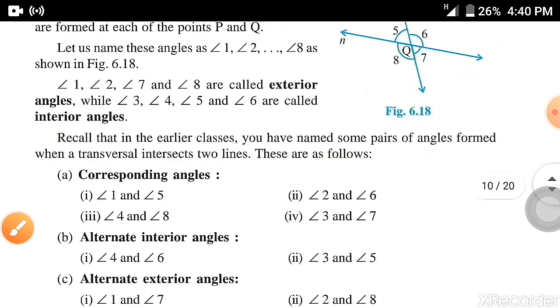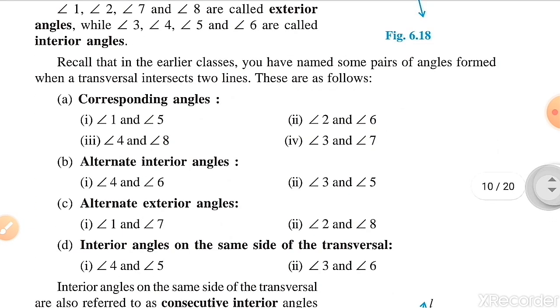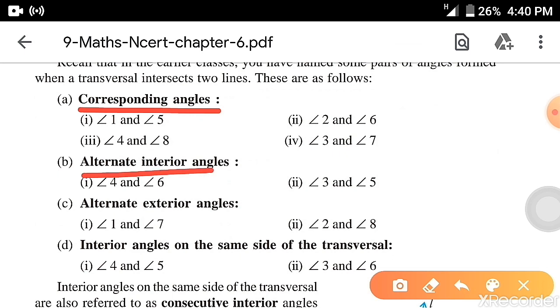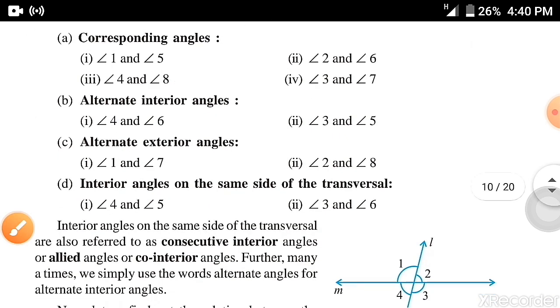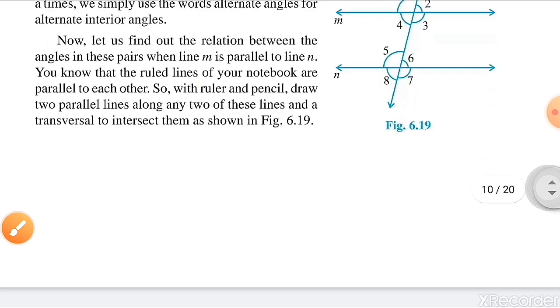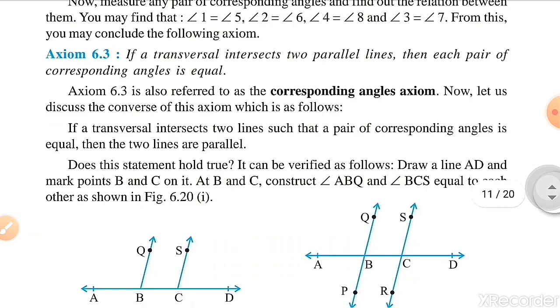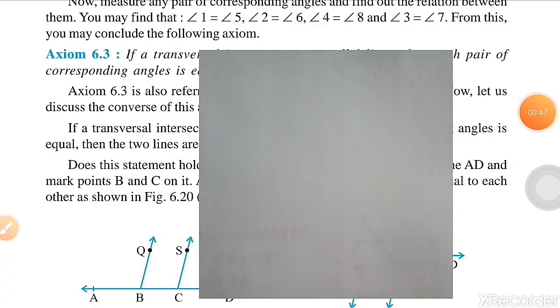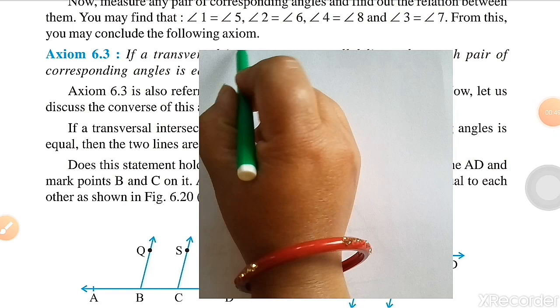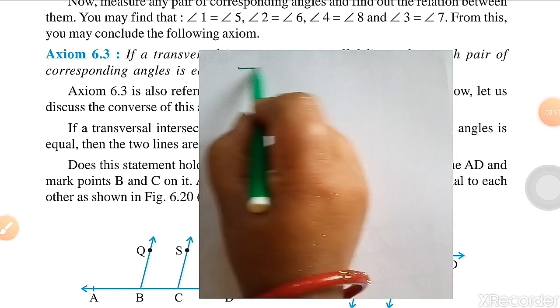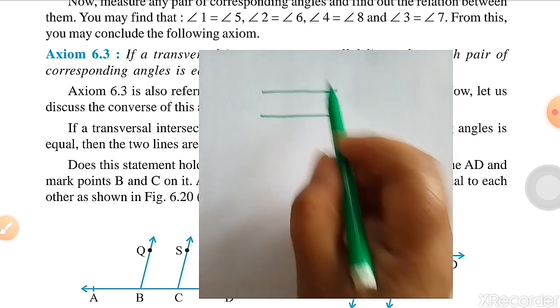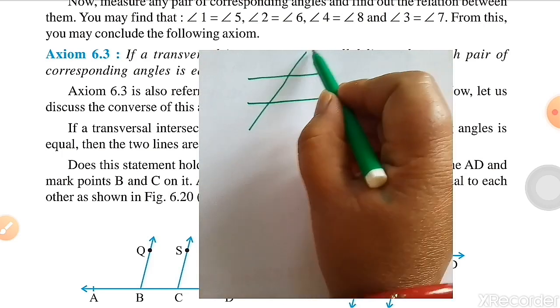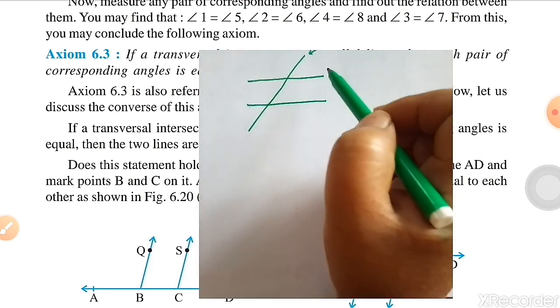Now see, there are so many types of angles. You can see the corresponding angle, alternate interior, and alternate exterior angle. I will explain all these angles, and after that we will move to the next exercise. So see what these angles are. You can see that these are the parallel lines, and if the parallel lines are intersected by any line, this line is known as the transversal line.